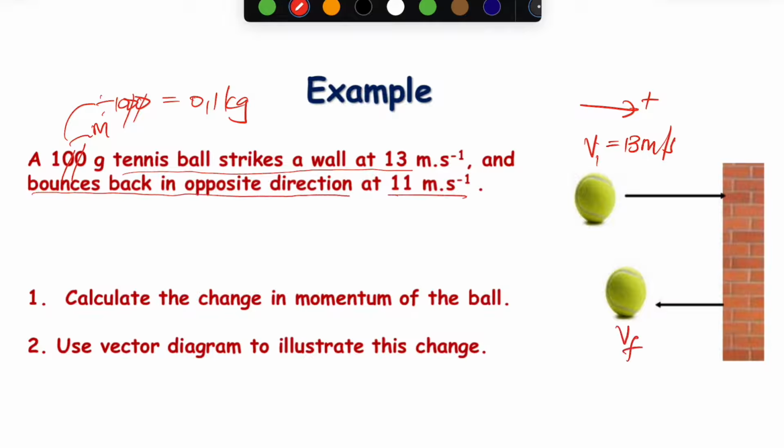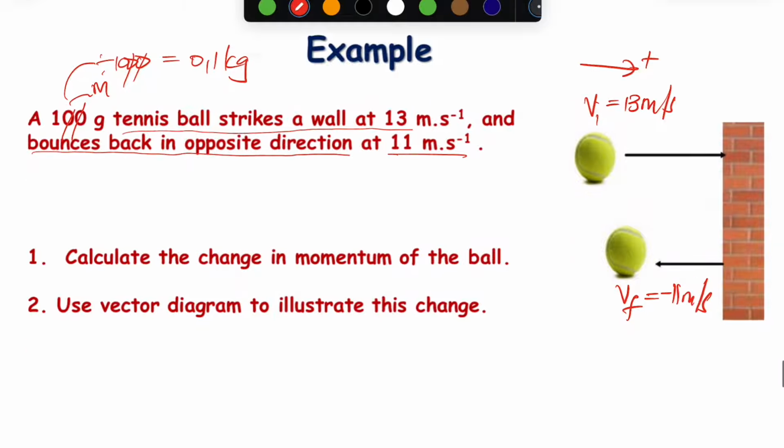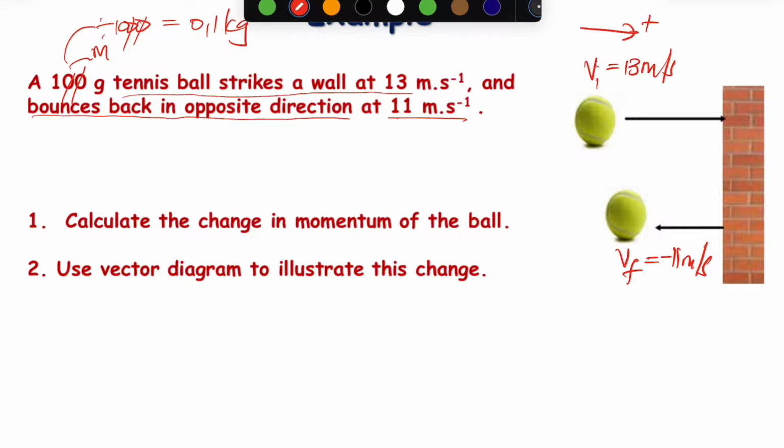So that's the final velocity, which is 11 meters per second, and 11 is going to be negative now because it's going in an opposite direction against the wall, right? Now the question now, if you look at these two, there's a change in velocity. There's a velocity before and a velocity after. So this velocity before has its momentum, and this velocity after has its momentum. So there are different momentums there due to different velocities. So it simply means that there will be a change in momentum as well.